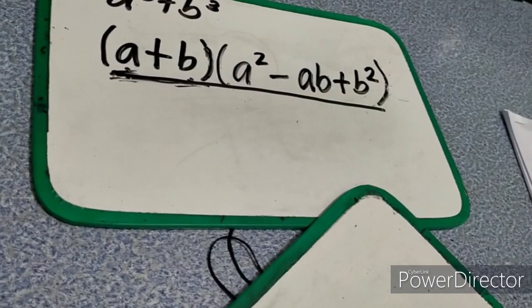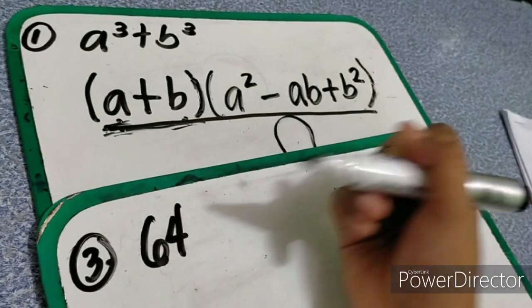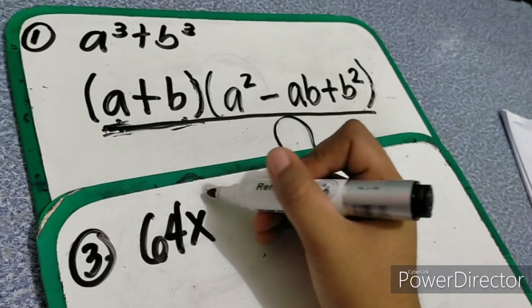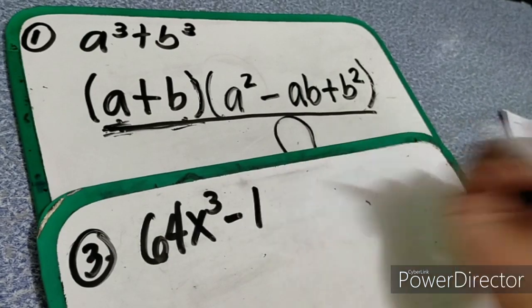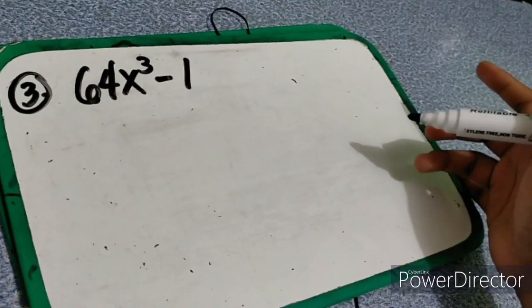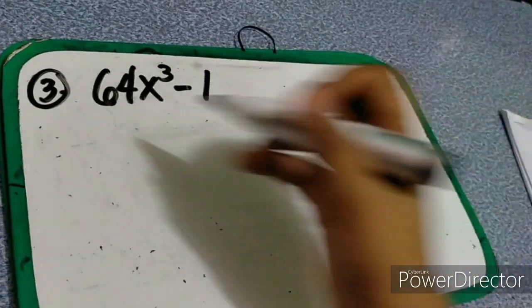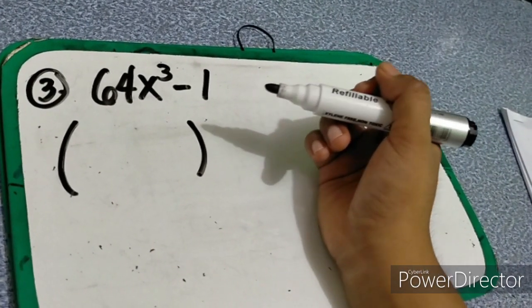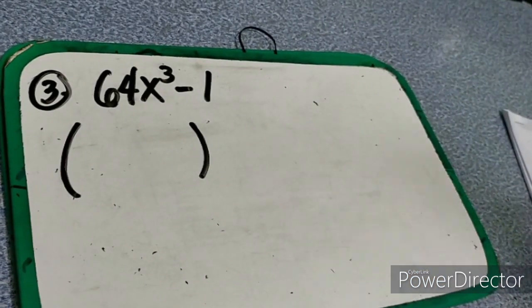So, for our last example, let's have 64x cubed minus 1. So, let's have 64x cubed minus 1. Sorry guys, I was setting something aside. 64x cubed minus 1. So, first is find the binomial factor. Think of a number that when you multiply by itself 3 times, the answer is 64.